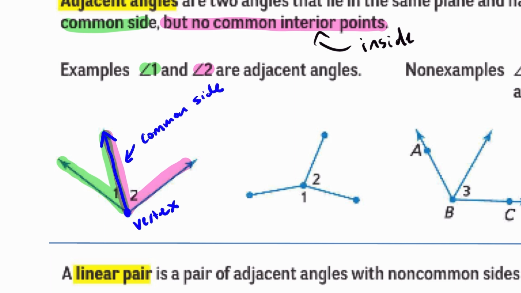So, we can see that these two angles share the same vertex and a side. But do they have common interior points? Well, we can see that angle 1 isn't inside of angle 2, and angle 2 isn't inside of angle 1. So we can definitely make the conclusion that these two angles are adjacent.